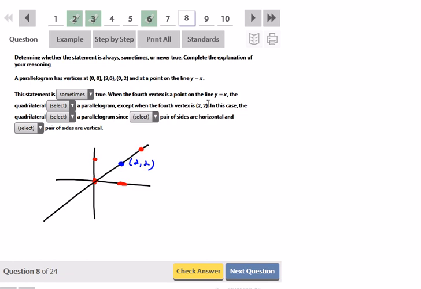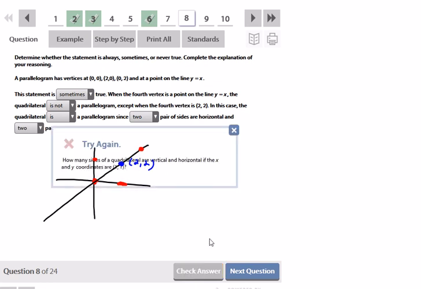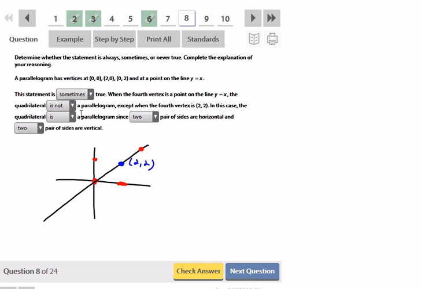When the fourth vertex is a point on the line y equals x, the quadrilateral is not a parallelogram except for when the fourth vertex is at 2, 2. In this case, the quadrilateral is a parallelogram since two sides are horizontal and two sides are vertical. I think they mean if that other vertex was at 2, 2. So maybe that's not what they meant. In this case, the quadrilateral is a parallelogram since two sides are horizontal and two sides are vertical.